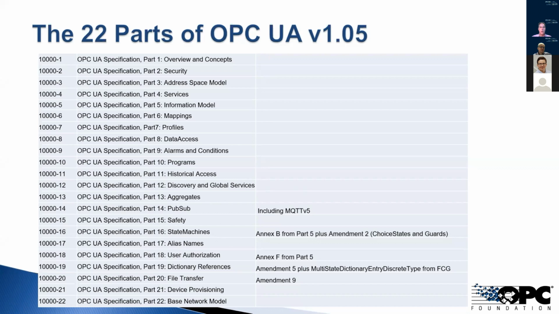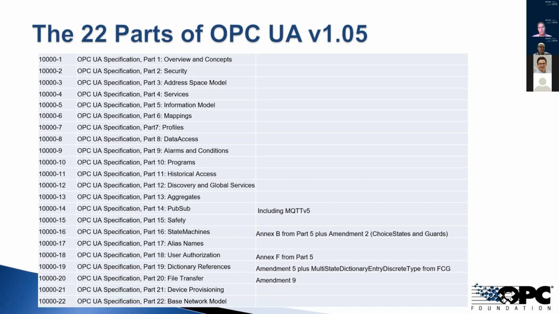And we're doing some other housekeeping and rearranging of existing data. So you'll notice that we have, as an example, a new part 16 called state machines. This really is not new functionality. This is a combination of Annex B from part 5, which was called No Surprise State Machines, plus the enhancements to state machines, which was Amendment 2. So we're using the opportunity to create a cohesive set to actually move some functionality around. So don't be surprised when you go looking for things and they're not quite where they were in the past.